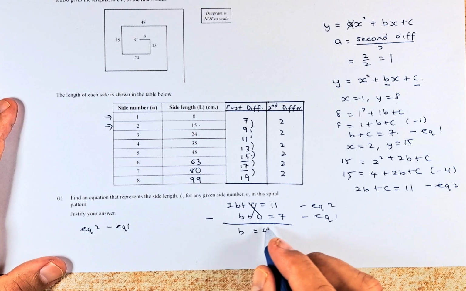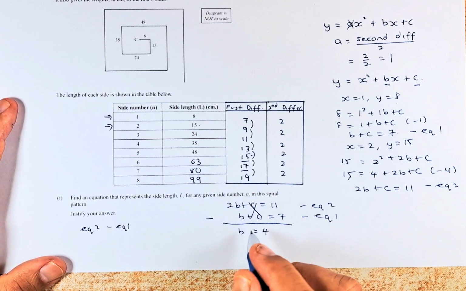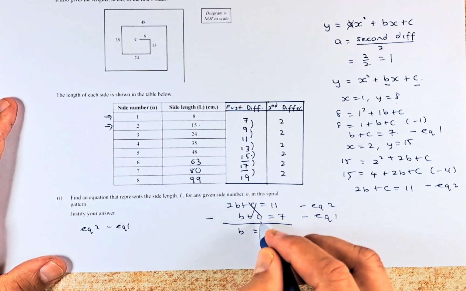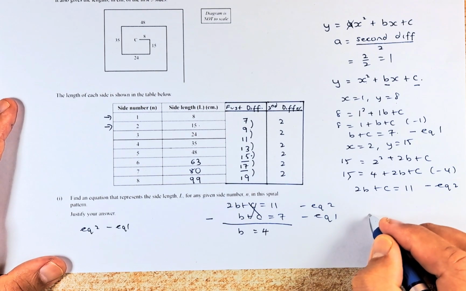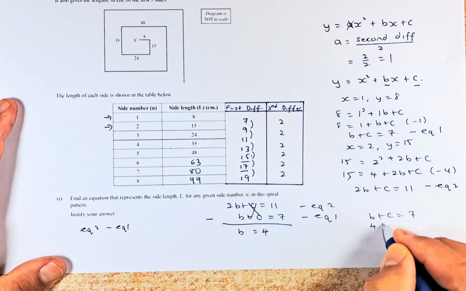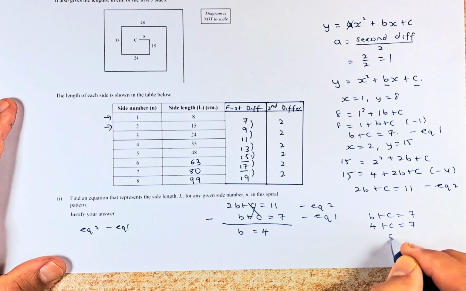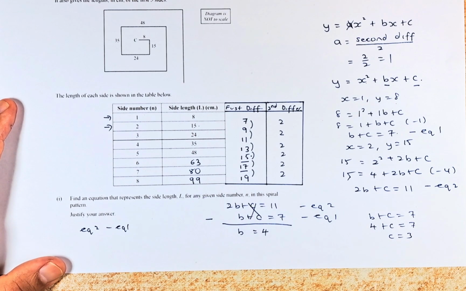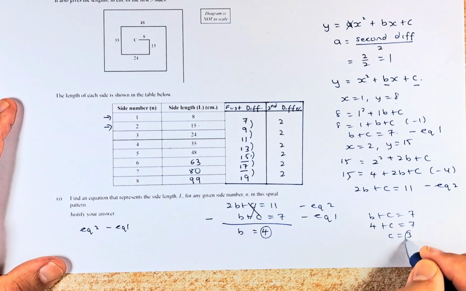So once you found your b, we are going to find your c. So b plus c, you substitute into either one. I will take the second equation. So b plus c equals 7. If your b is 4, so 4 plus c equals 7, c equals 3. So now we have found your b is equal to 4 and c equal to 3.